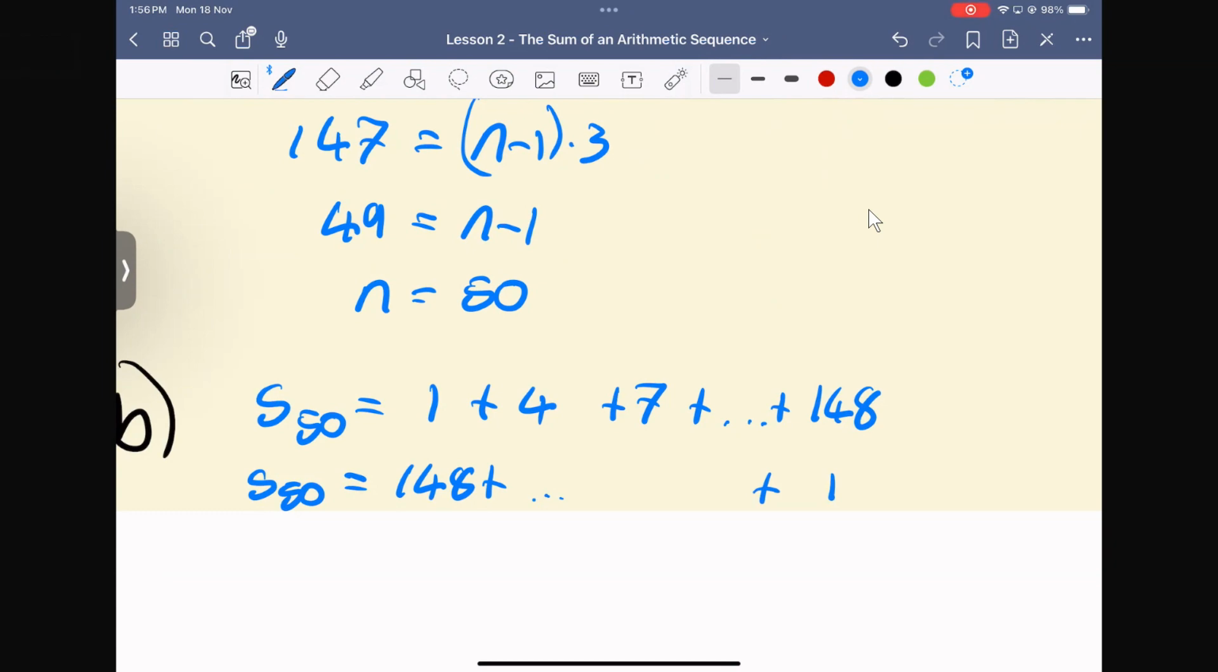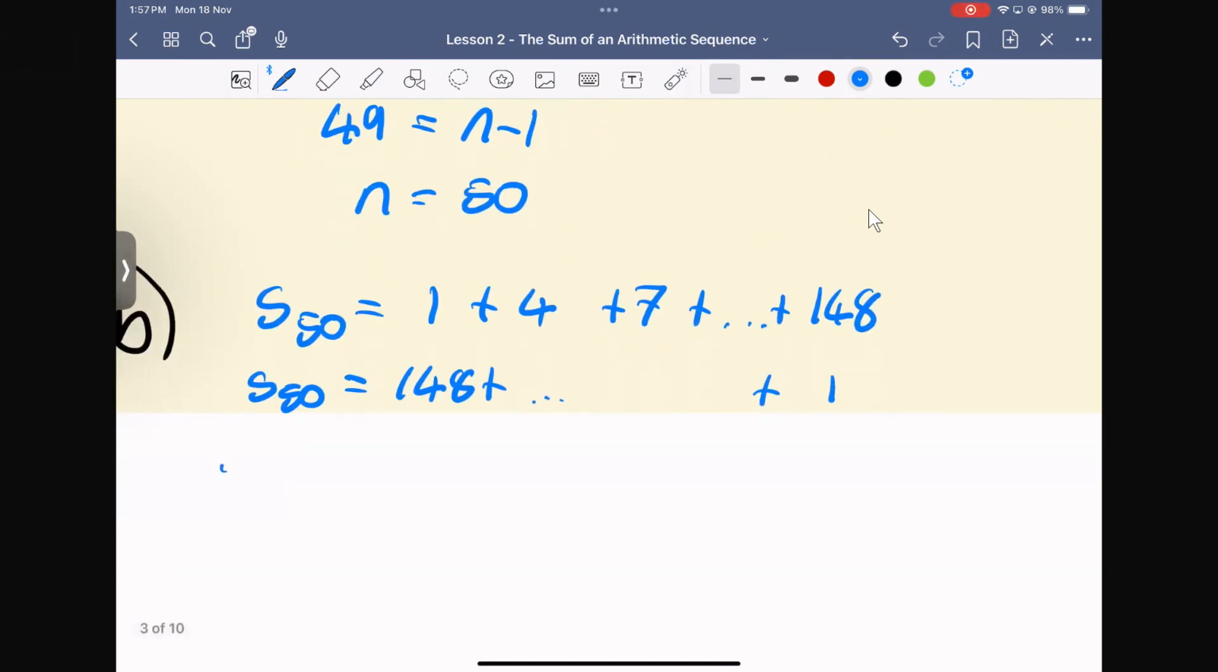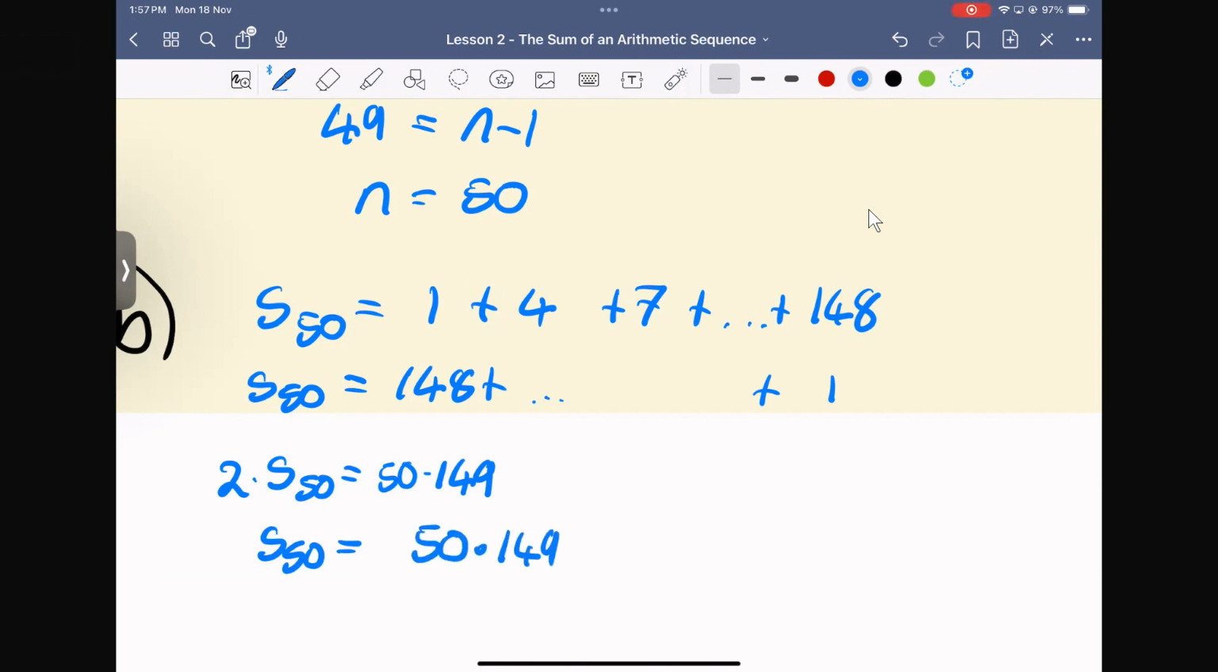We're going to get something looking like this. So 2 lots of 50 terms will be equal to what? 149, yeah? 149. How many lots of 149 do we have? 50. So the sum of 50 terms will be 50 times 149 divided by 2. Put that into our calculator. What do we get there?